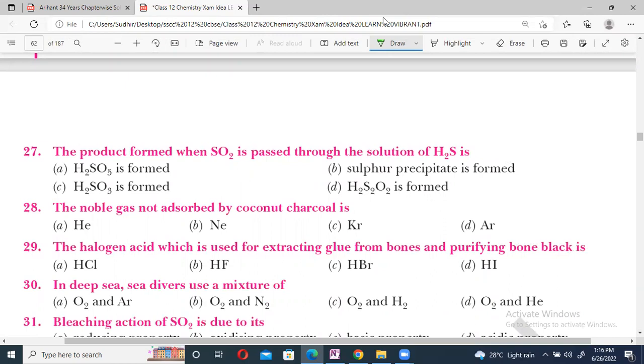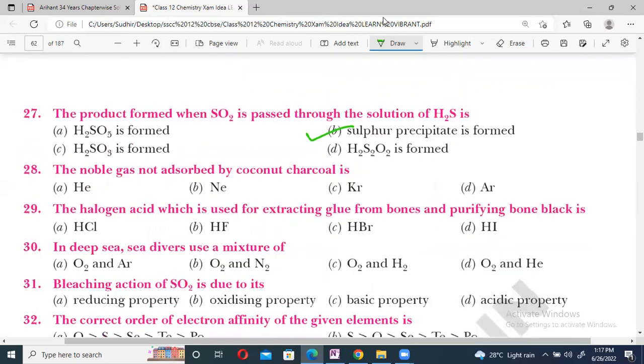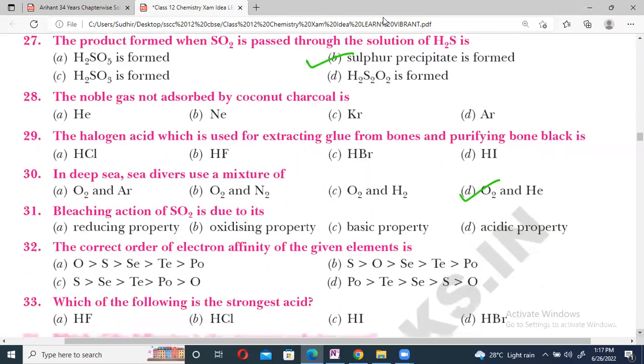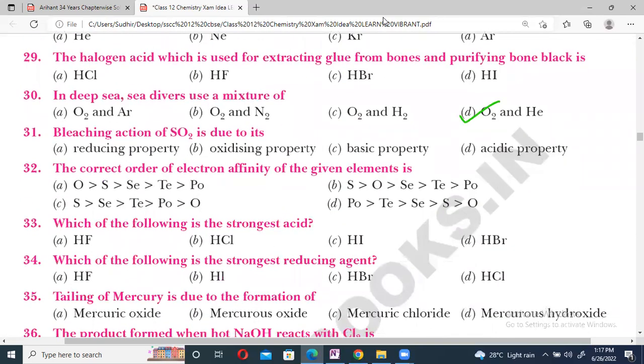The product formed when SO2 is passed through the solution of H2S is sulfur precipitate. SO2 with H2S gives rise to sulfur as a precipitate. 28, no need. 29, 30. 30, I think you can do it easily. Deep sea divers use a mixture of O2 and helium, not O2 and N2. Bleaching action of SO2, we did just now. It is due to its reducing property. I told you, they have a tendency to produce nascent hydrogen. And the bleaching due to hydrogen is a temporary effect, beta, not a permanent effect.